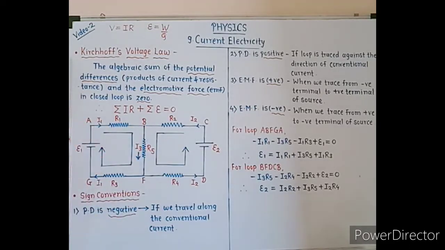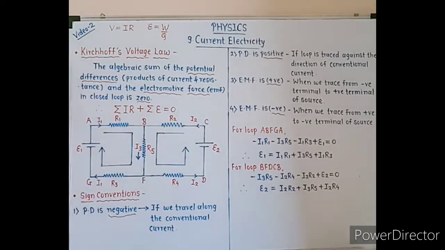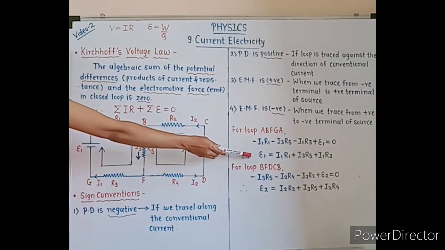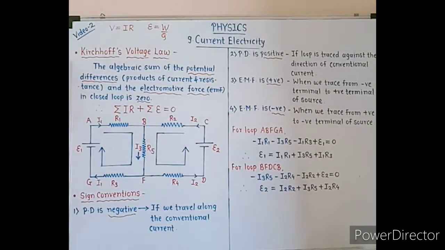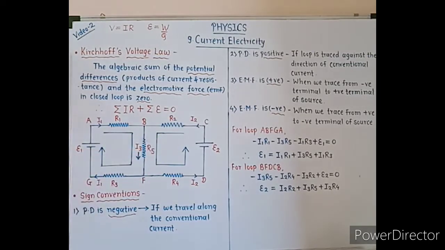Now in case of source EMF, we are tracing the source from negative to positive. If we trace the source from negative to positive, we get EMF positive, so we get plus E1 is equal to 0. Clear? So from this equation we can write E1 is equal to I1 R1 plus I3 R5 plus I1 R3. By rearranging the terms we get the EMF E1 is equal to I1 R1 plus I3 R5 plus I1 R3.